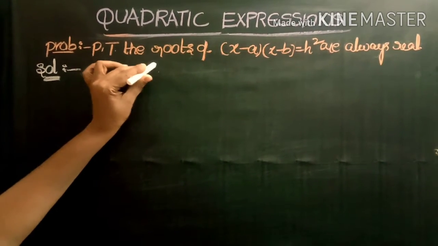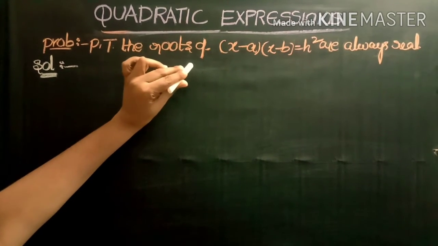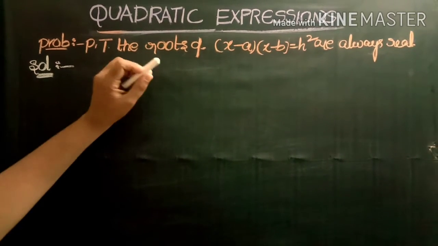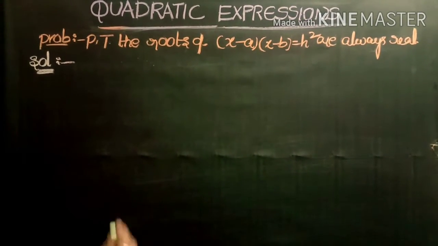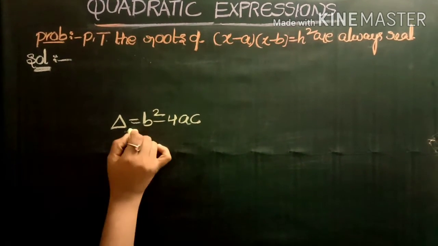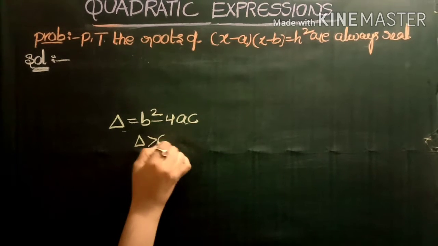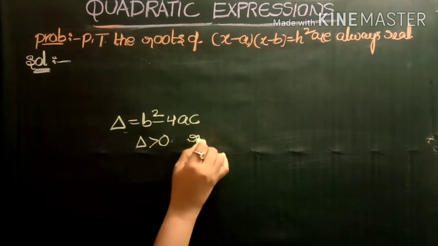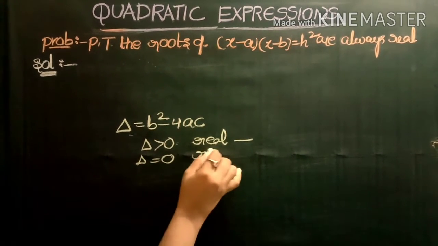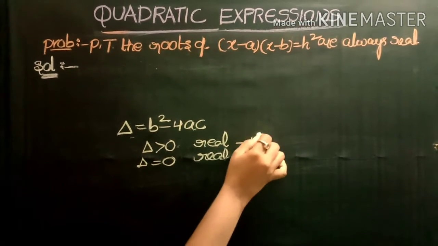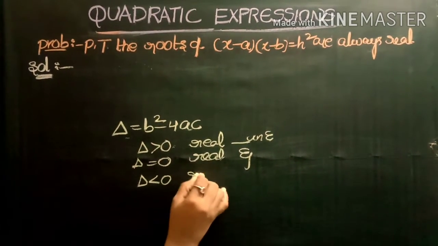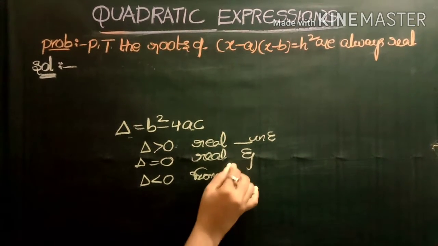Now we want to show that this equation has only real roots, that is, the roots of this equation are always real. So when we say that the given equation has real roots, the condition is we find the value of the discriminant delta is equal to b square minus 4ac. Now if this delta value is greater than 0, then what is the condition? The roots are real and unequal. And if delta is equal to 0, then the roots are real and equal. And delta less than 0, then the roots are complex numbers. So these are the conditions.